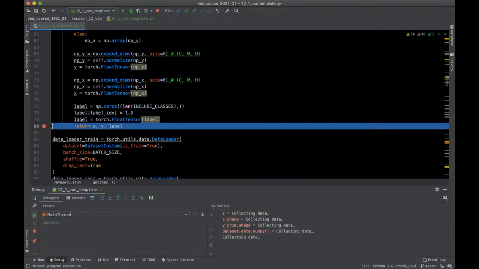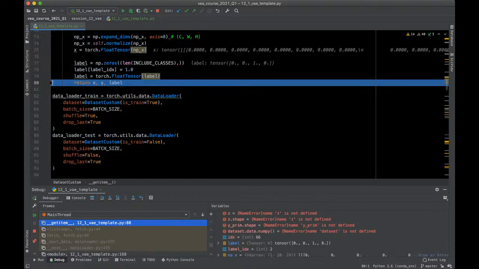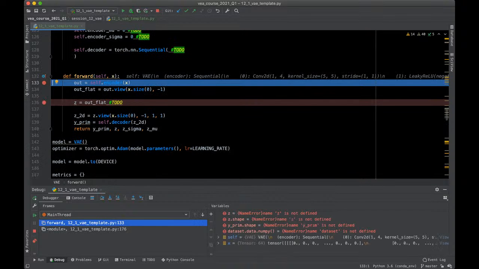Okay, now we got to this point, so that's good. Now we got to this point, that's good. And now we got to this point, that's good. Now it's working. Now it's working, right. Took some time to wake up.